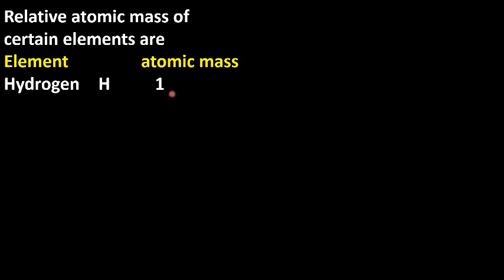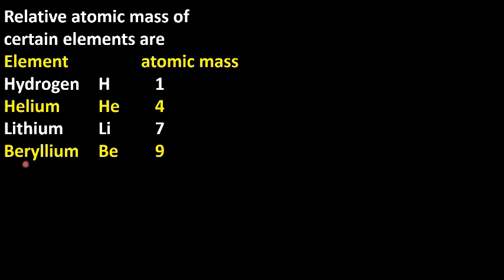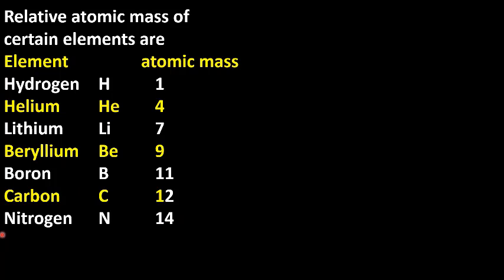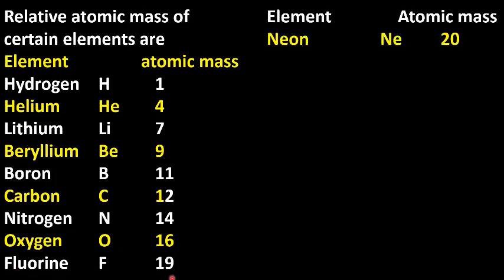Hydrogen, H, relative atomic mass is 1 unit. Helium 4. Lithium relative atomic mass is 7. Relative atomic mass of beryllium is 9. Relative atomic mass is also referred to as RAM. So RAM of boron is 11. RAM of carbon is 12. RAM of nitrogen is 14. RAM of oxygen is 16. Relative atomic mass of fluorine is 19.